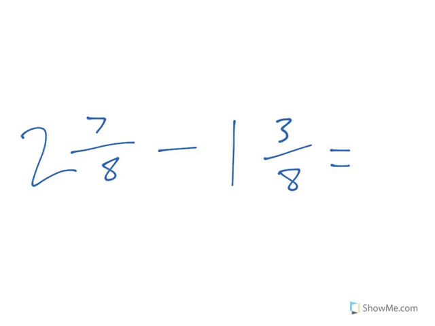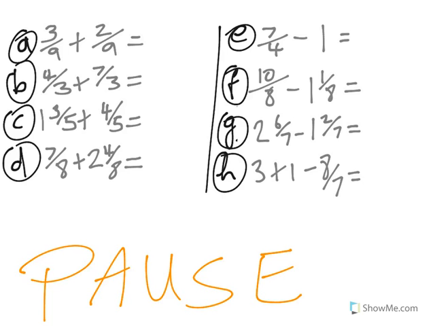If you have two mixed numbers, such as 2 and 7/8, subtract 1 and 3/8, I'd suggest that you sort out the units first, the whole numbers. So 2 subtract 1 is 1, and then 7/8 subtract 3/8 would be 4/8, or 1 and a half. Go and pause this video now and have a go at answering these questions, and have the answers in improper fractions or proper fractions, not mixed numbers. Away you go.